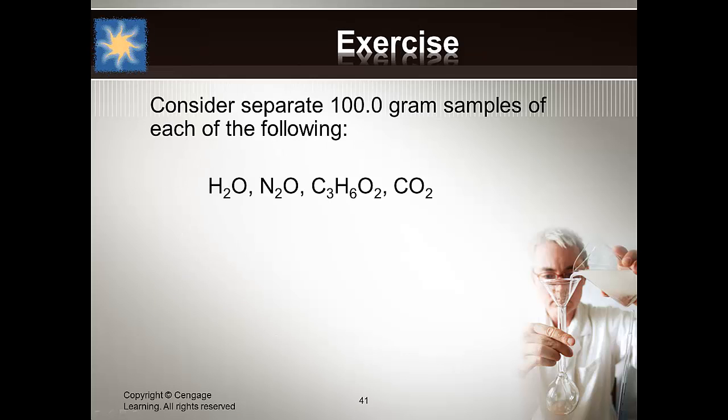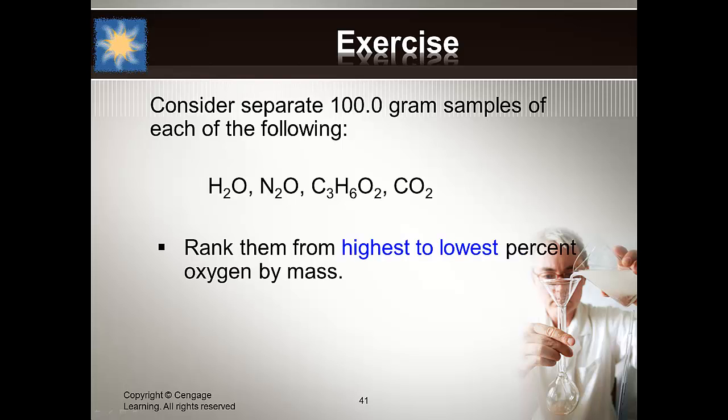Here's another exercise. Consider separate 100-gram samples of each of the following: H2O, N2O, C3H6O2, and CO2. Rank them from highest to lowest percent oxygen by mass. I'll leave you to work through this one. Okay, you can pause the video, work through it, see if you get the right answer. Here is the answer, ranked from highest to lowest: H2O, followed by CO2, followed by C3H6O2, followed by N2O, ranked in terms of percentage of oxygen by mass. It's not a surprise that H2O came first, because we know that hydrogen is relatively light compared to the oxygen.